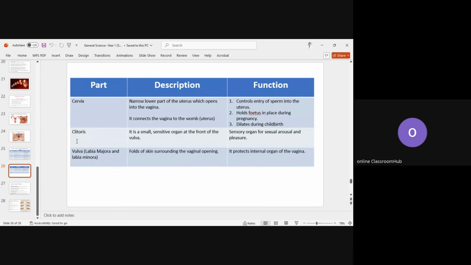Okay, then we'll move on to the clitoris. This is very important. The ladies, they know the function of it. It is a small sensitive organ at the front of the vulva. The function is a sensory organ for sexual arousal and then pleasure. So that thing helps in sexual arousal.